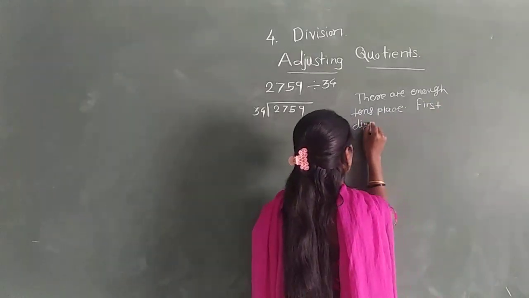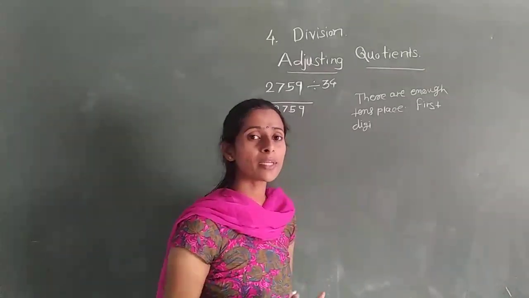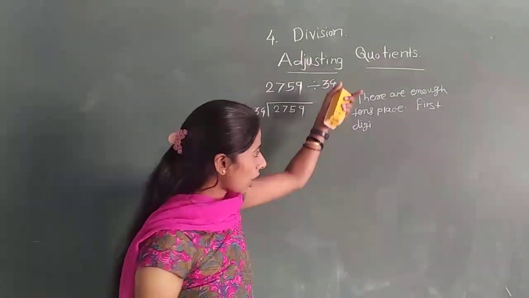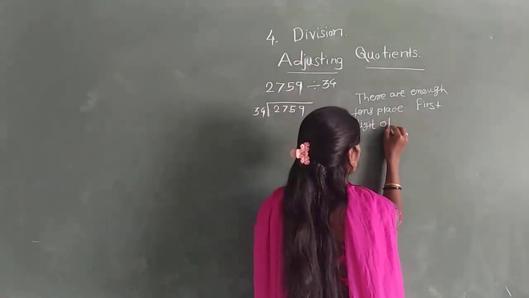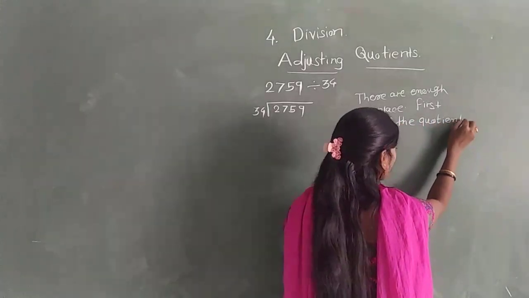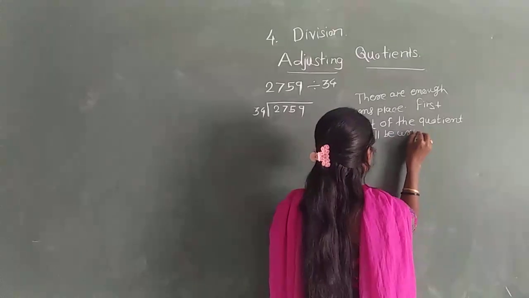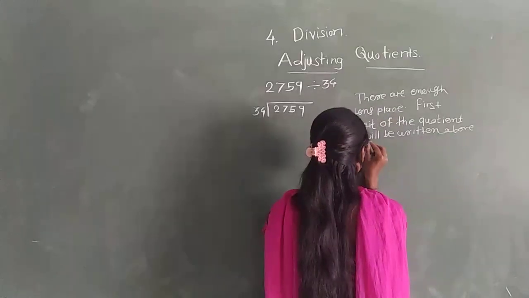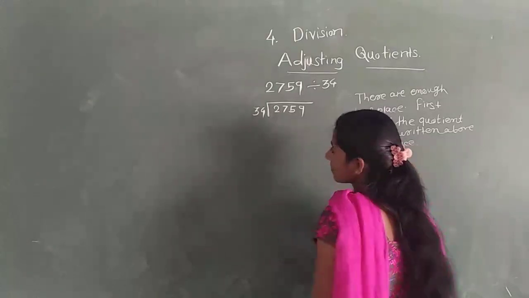It is the same procedure. Only if the estimated quotient is very high, then adjust the quotient. In the same way, if the estimated quotient is very low, then adjust the quotient. Otherwise it is the same procedure. There are enough tens, so the first digit of the quotient will be written above the tens place.